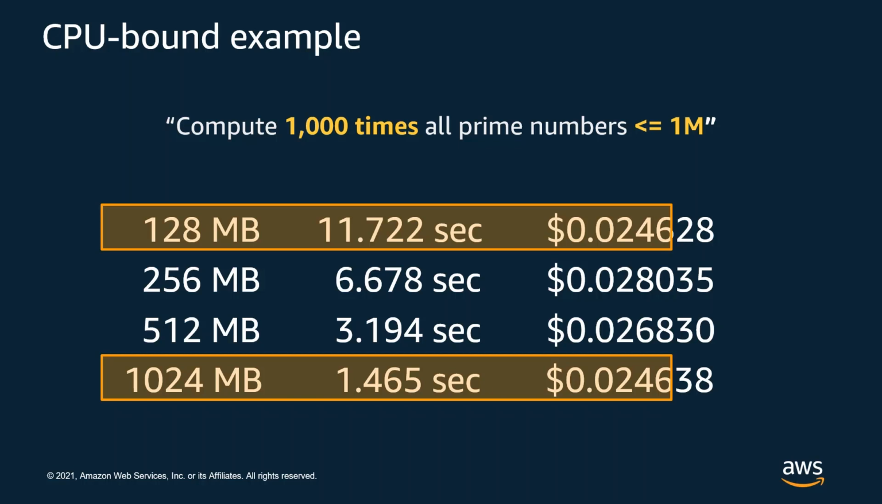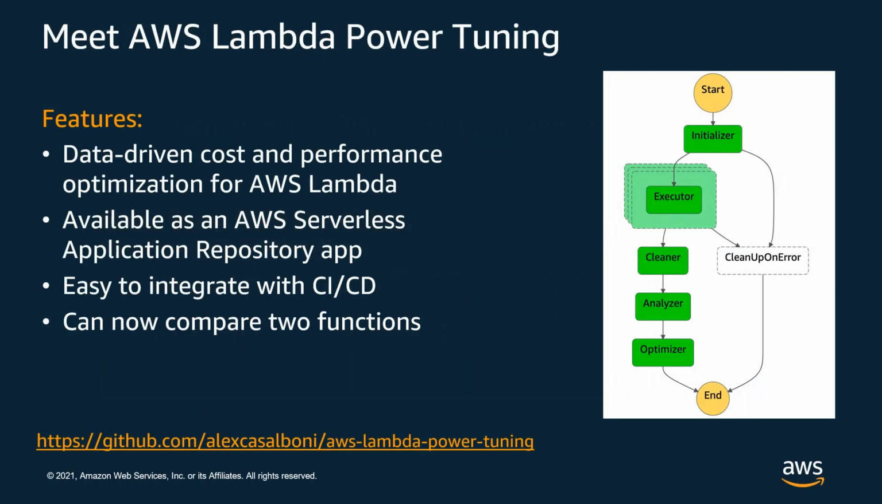So obviously running tests on every single function with different memory allocations is quite time consuming, but luckily there's an automated way to do this. AWS Lambda Power Tuning is an open source tool that can help you visualize and fine-tune the memory power configuration of Lambda functions. It's created by our own Alex Casalboni, who now works at AWS, and it's a simple way to find the right balance of memory, speed, and cost in an automated way.